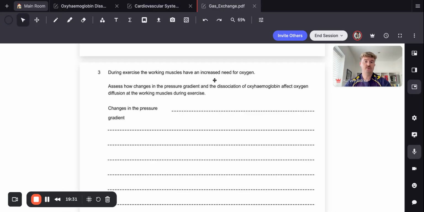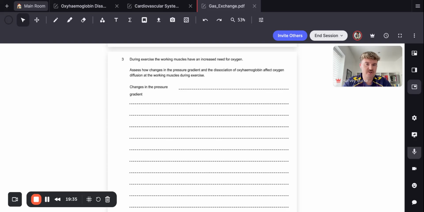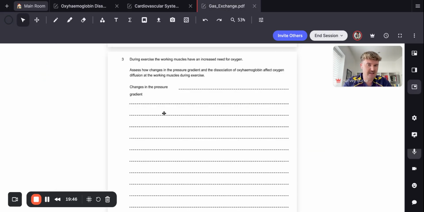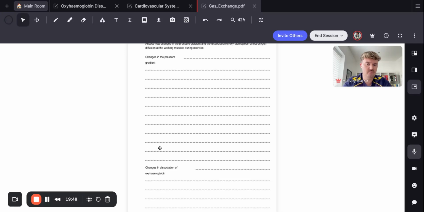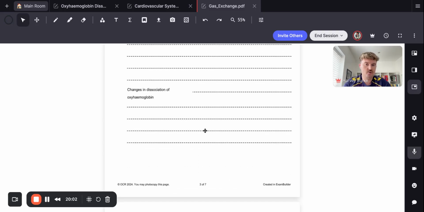Now, if we go to an OCR question, I don't really like this question because actually I think you should mention the dissociation of oxyhemoglobin first to then explain the change in the pressure gradient, like we were talking about here. But instead they've gone the other way around. It was a 6-marker split into 2 3-markers. So it asks you to assess how changes in the pressure gradient and the dissociation of oxyhemoglobin affect oxygen diffusion at the working muscle. So let's just go straight to this bit.